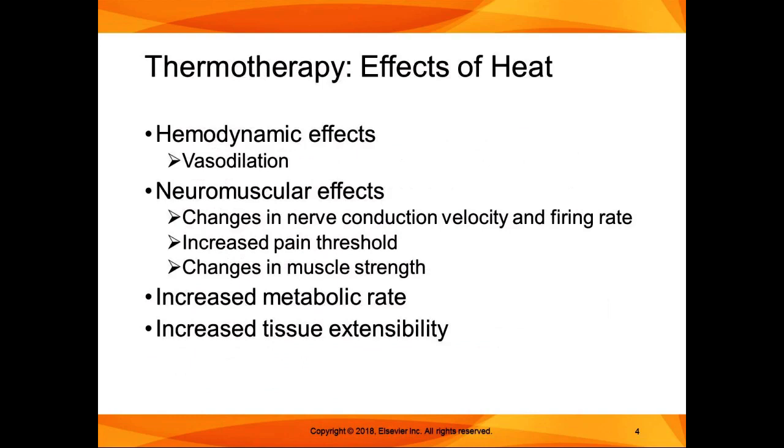So we talked about the effects of cold, hemodynamic effects, neuromuscular effects, and metabolic effects, and then effects on tissue extensibility we'll talk about with heat. So hemodynamically, whereas cold gives you vasoconstriction, heat gives you vasodilation. The heat changes nerve conduction velocity. It increases it, and it increases the firing rate of nerves. It may facilitate an increased pain threshold, and it actually decreases muscle strength. So we'll talk about that. It increases metabolic rate, and it increases tissue extensibility.